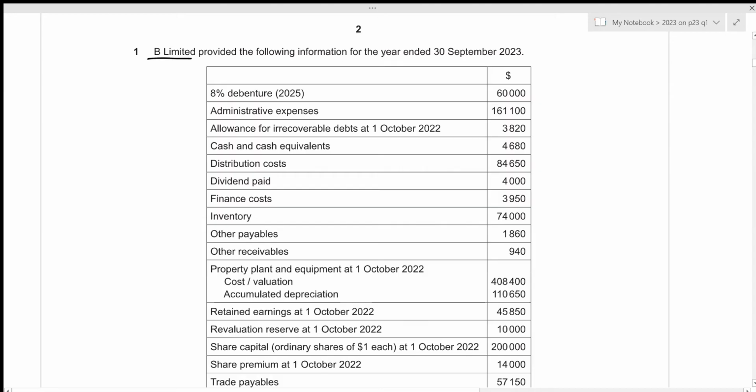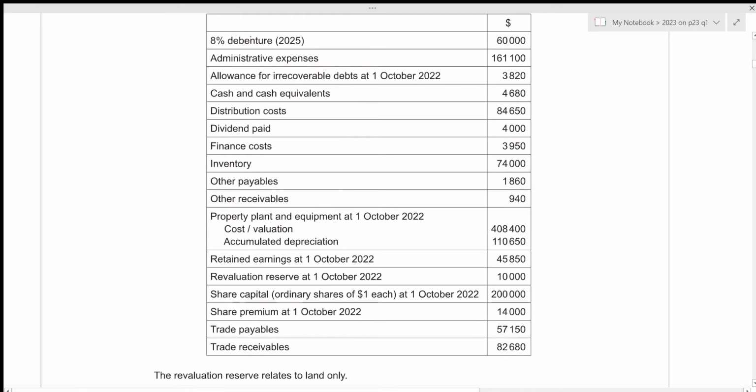B Limited provided the following information for the year ended 30 September 2023. That's our closing date. We've been given information regarding debenture, administrative expenses, allowance for irrecoverable debts at 1st October 2022. So this is the opening allowance for irrecoverable debts. We have cash and cash equivalents, distribution costs, dividend paid, finance costs, inventory, other payables, other receivables. Then property, plant and equipment at 1st October 2022. This is again at the opening date.